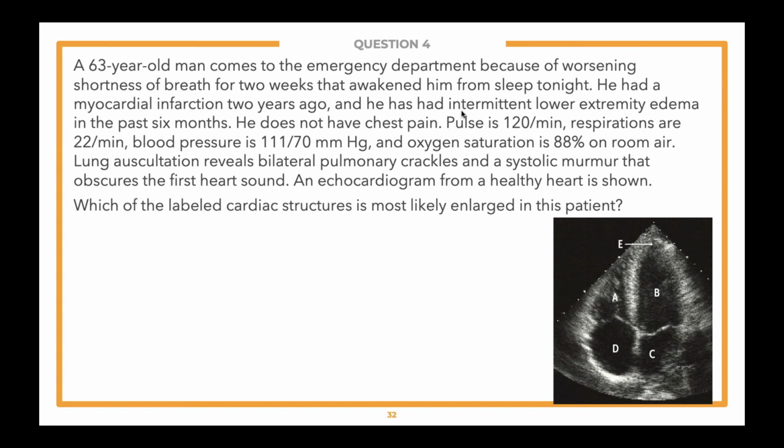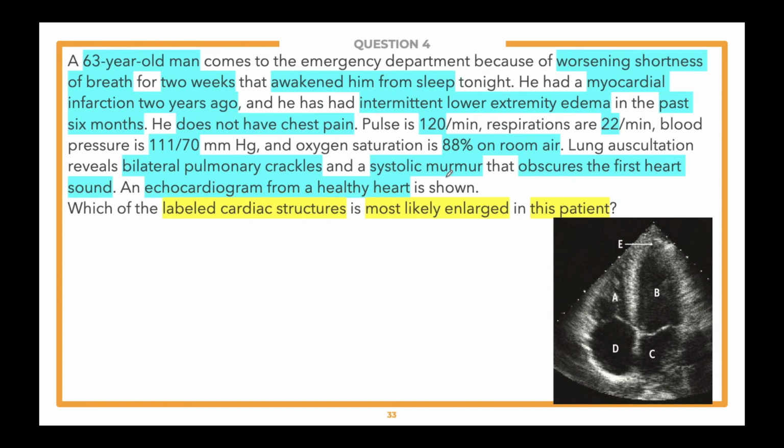Now in this question, they actually do give us a little bit of chronicity. They give us the time frame. This has been going on for 2 weeks. They give us some more medical history, some vital signs, all very important, and some physical exam findings as well. And then they tell us that there is an echocardiogram from a healthy heart that is shown. So this question is asking us, which labeled cardiac structure is most likely enlarged in this patient?